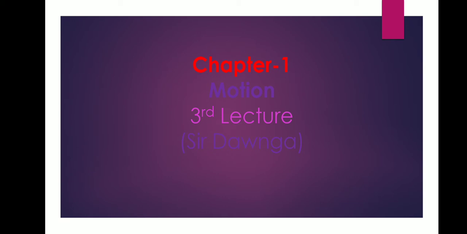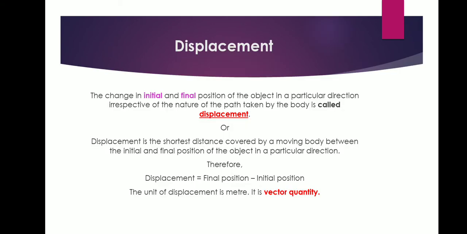In my previous class I have explained the physical quantities like scalar quantity, vector quantity and distance. But now in this class I'm going to explain displacement, velocity, uniform motion and non-uniform motion. Okay, let's start. Here we have displacement.